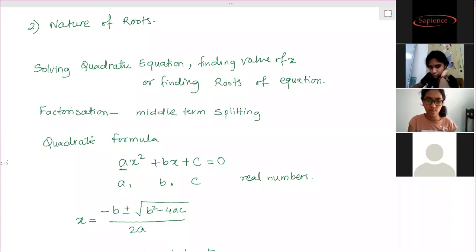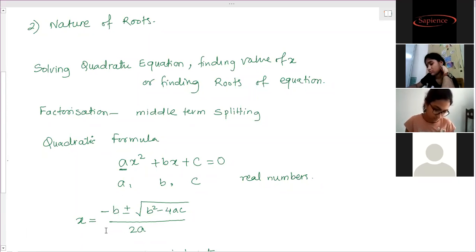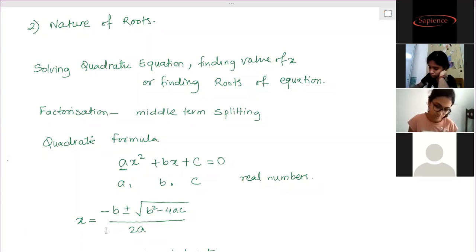Ma'am, quadratic formula is x is equal to this one. Yeah, this is the quadratic formula. Okay, ma'am. Now could you scroll down?